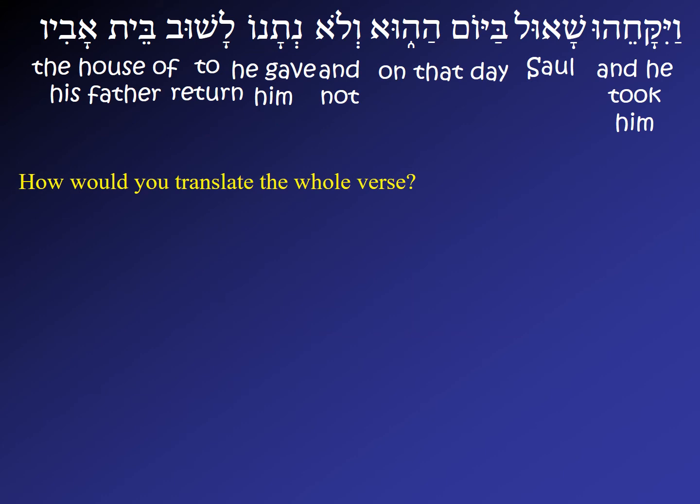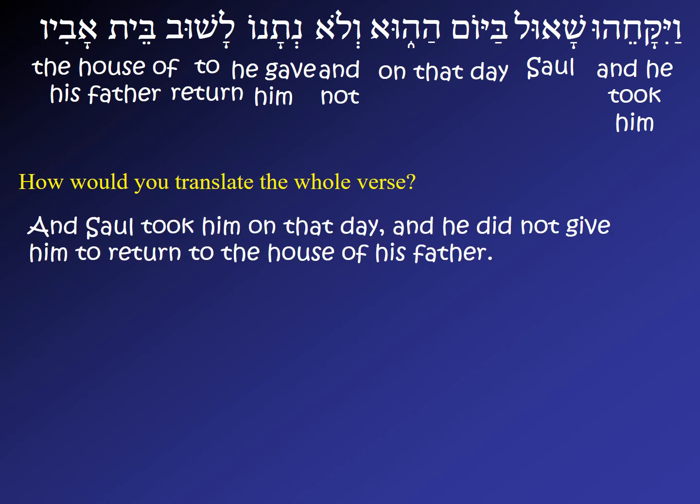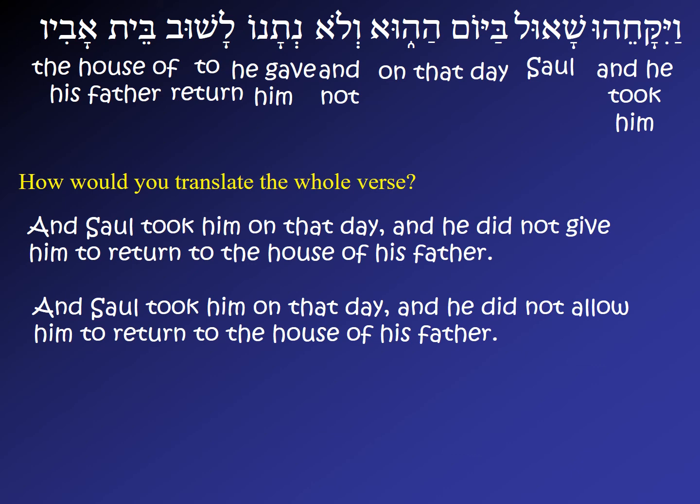Now if we put that into place, then we can translate our sentence. Vayikachehu Shaul bayom hahu velo natano lashuv beit aviv. Literally this means, and Saul took him on that day, and he did not give him to return to the house of his father. Here natan is functioning with a sense that we wouldn't use the same verb in English, but it means to allow, probably. So, and Saul took him on that day, and he did not allow him to return to the house of his father.